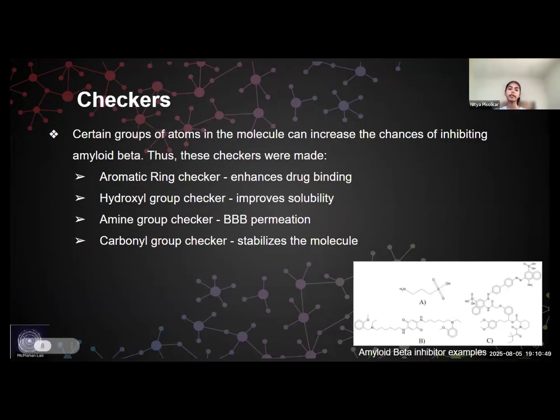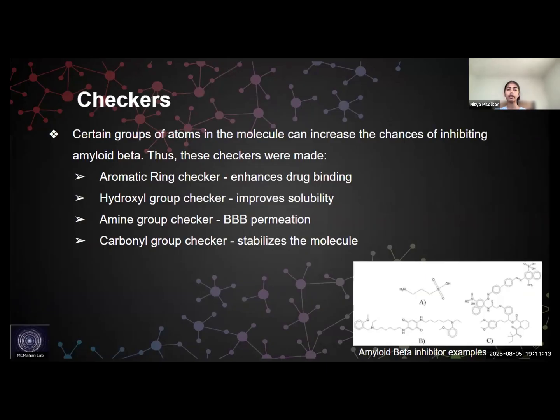To increase the likelihood of inhibiting amyloid beta, we focused on detecting certain functional groups that are known to enhance molecular performance. Our very first checker is the aromatic ring checker that looks for rings that can strengthen drug binding by stacking with amyloid beta. And we also have our hydroxyl group checker that is aimed at improving solubility, and that is crucial for bioavailability.